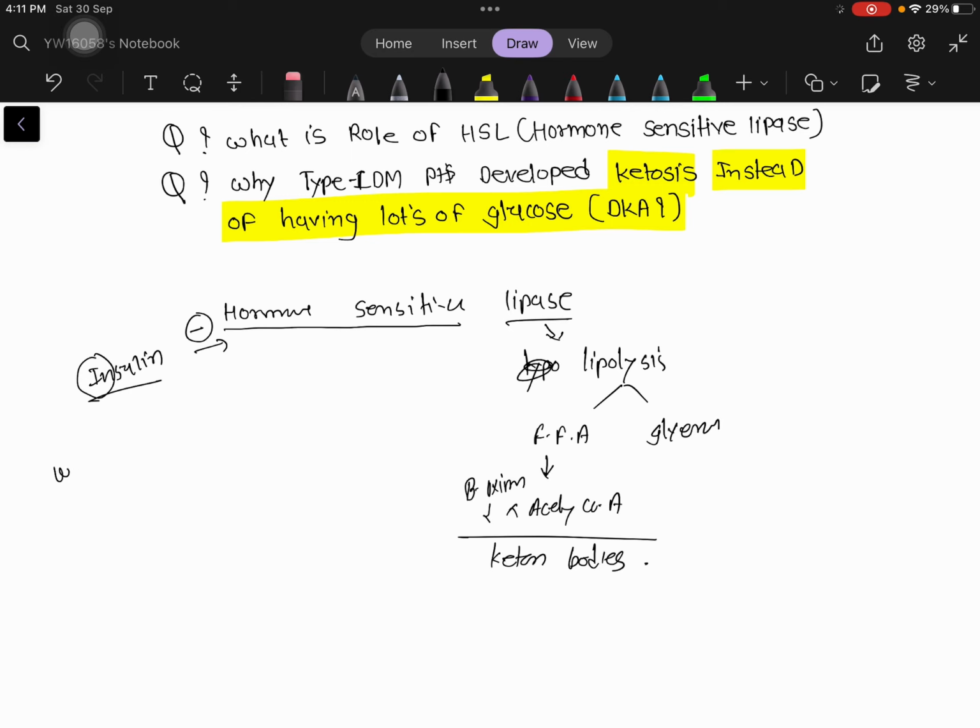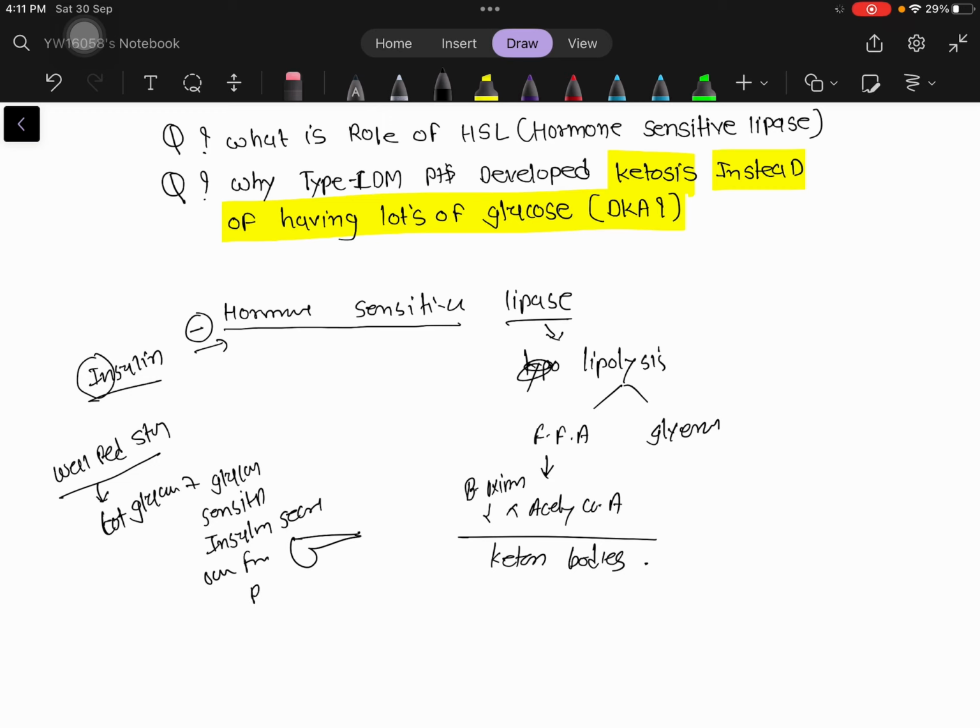So normally in the well fed state, where we have lots of glucose, glucose sensitive insulin secretion occurs from the beta cells of the pancreas, and with the increased amount of insulin there is more inhibition of the hormone sensitive lipase, and no lipolysis and no formation of ketone bodies.